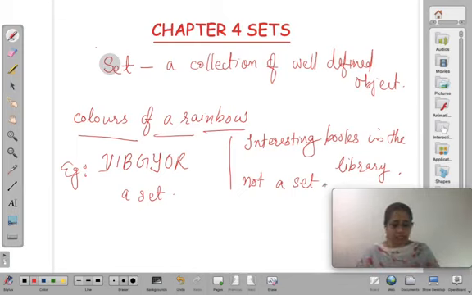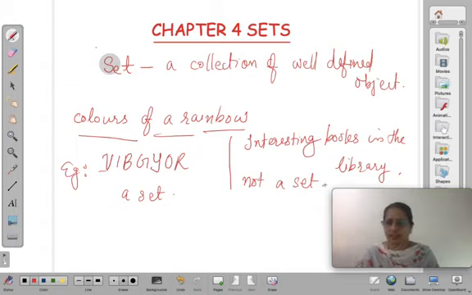Okay, now let us check exercise 4A. Our question: planets in our solar system. It is already written in a book, the names of the planets, number of planets and all. So it is well defined, so it's a set. Second one, interesting books, I already told. Then colors of a rainbow, yes, I already told. Then the fourth one, all difficult problems in your math book.